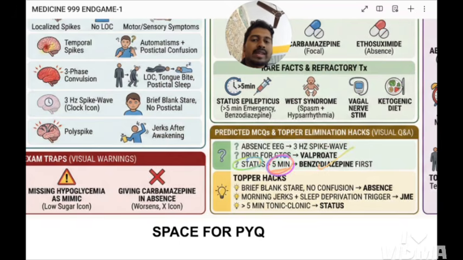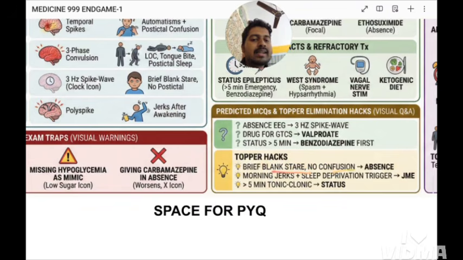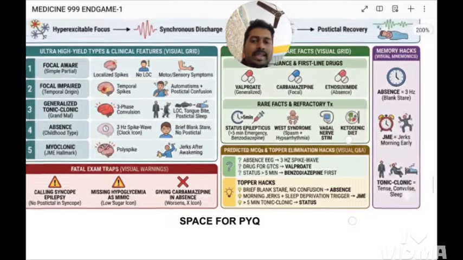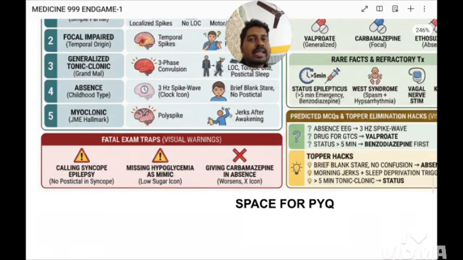Status epilepticus which lasts for more than 5 minutes, we will give benzodiazepine. Now, brief blank stare is absence seizure. Morning jerks along with sleep deprivation trigger is juvenile myoclonic epilepsy, and more than 5 minutes we call it as status, okay.